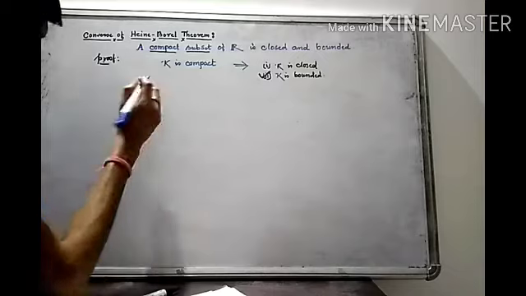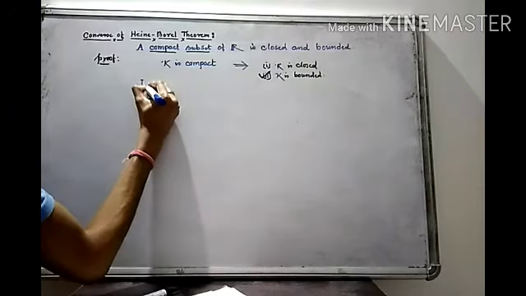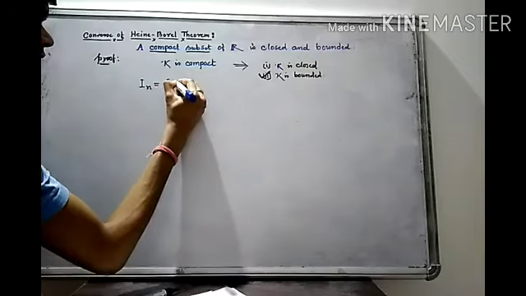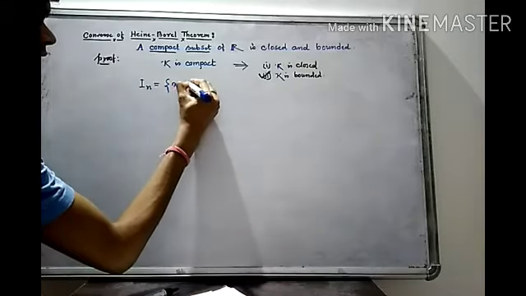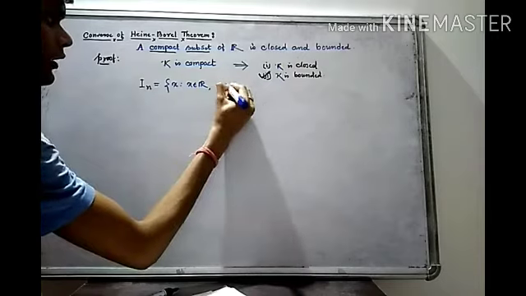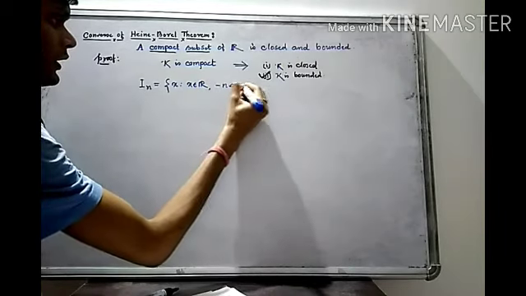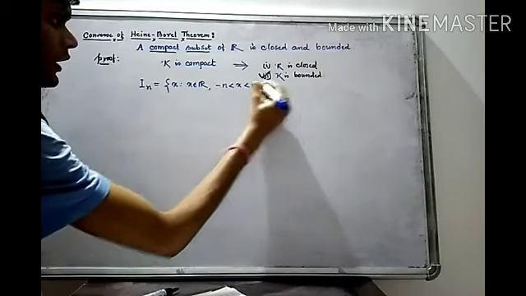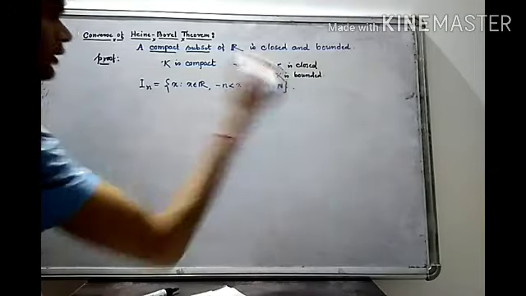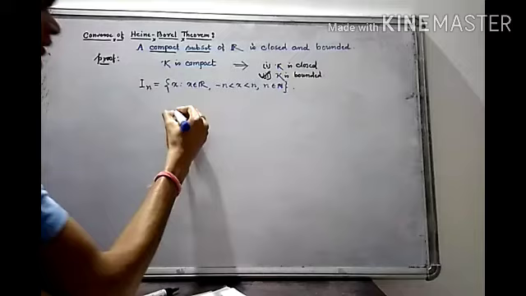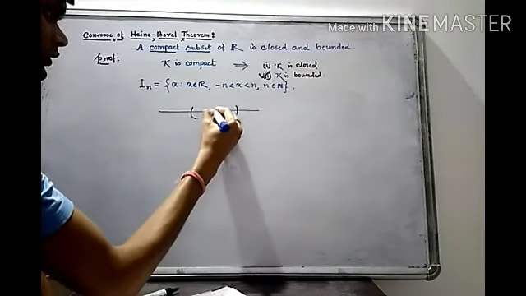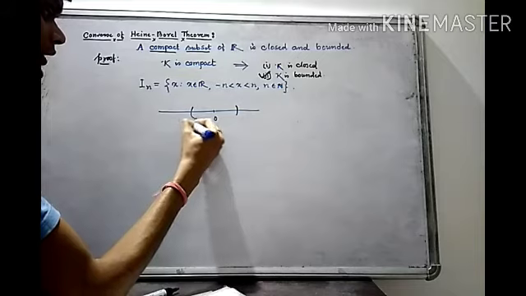So to prove this, look, I am constructing a set In. What is In? In is the set of all x such that x is a real number and minus n is strictly less than x, strictly less than n, where n belongs to the set of natural numbers. What is the meaning of this? It is like this. Suppose it is your 0. So minus 1 to 1.